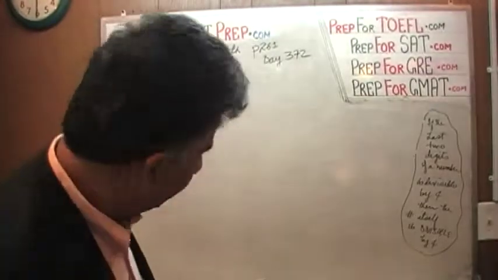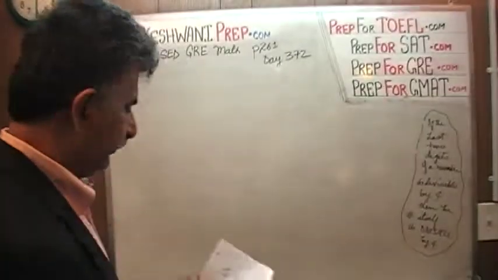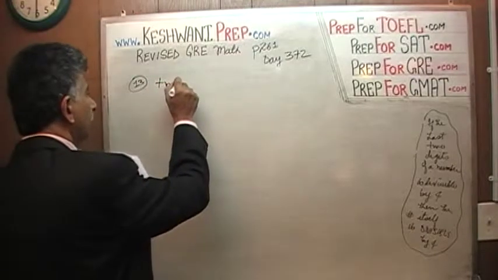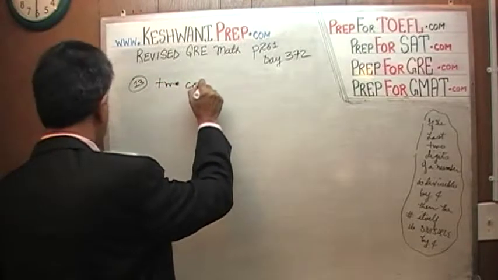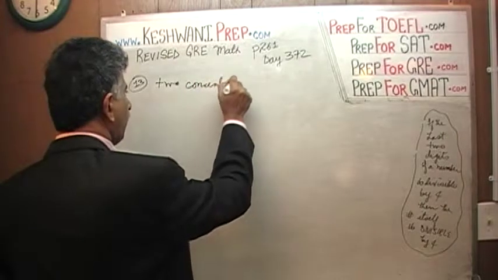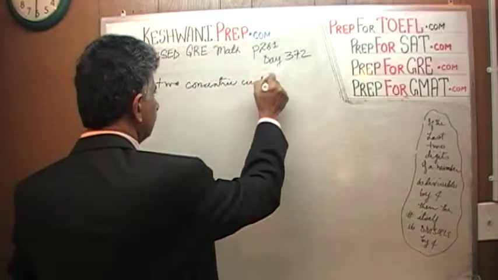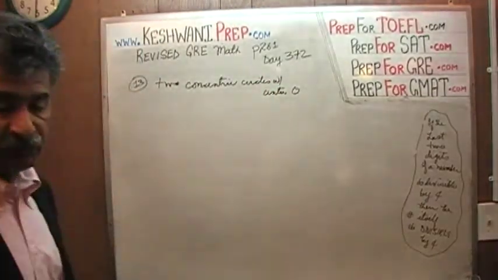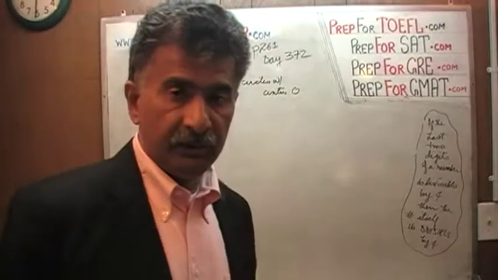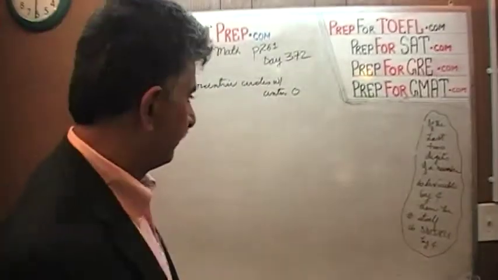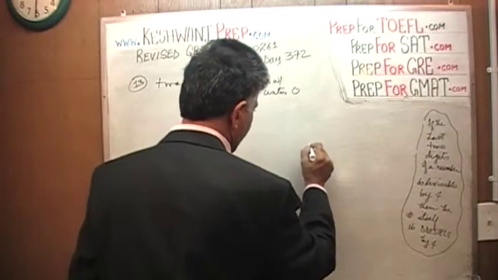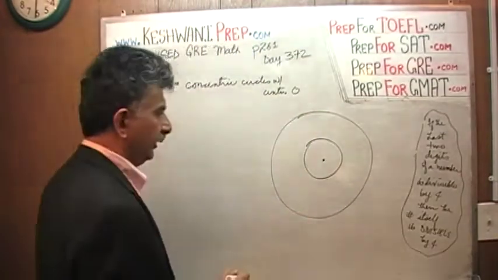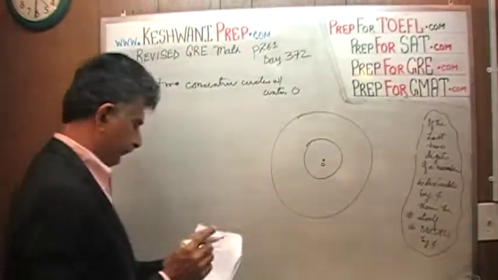The last problem that you see here on the page, number 13. We are given two concentric circles with center O. Concentric is just a simple way of saying that they share the same center. So here's a smaller circle, and here's a larger circle, and they both share the center O.